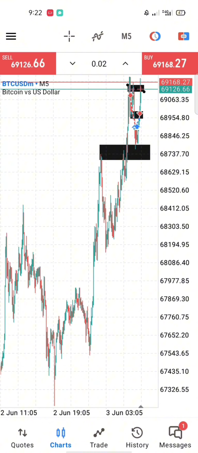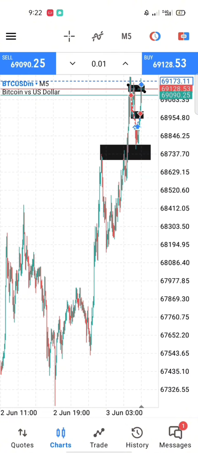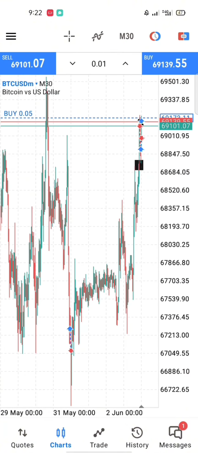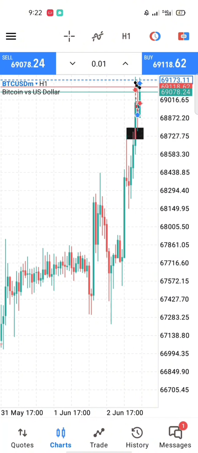So I've entered my buy in the very trade. I took my buy now. I'm expecting it to start moving to the upside. So let's watch the trade and see what this trade has for us today.